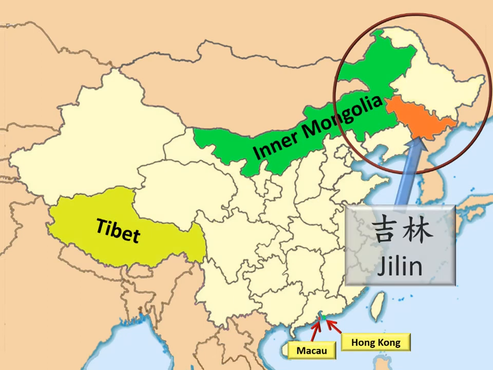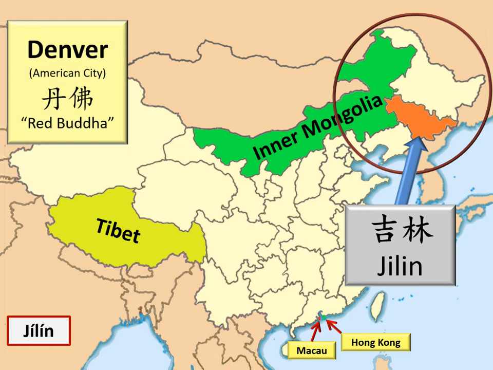The name of this province is Jilin. The literal meaning of these Chinese characters is auspicious forest. However, the naming of the province had nothing to do with good luck or trees. When the Chinese language integrates a foreign word or term, it is often purely phonetic. For example, the American city, Denver, is rendered with two Chinese characters which mean Red Buddha. Red Buddha? Well, the pronunciation of the two characters is Danfu, which sounds a bit like Denver. The reason has nothing to do with Buddha.